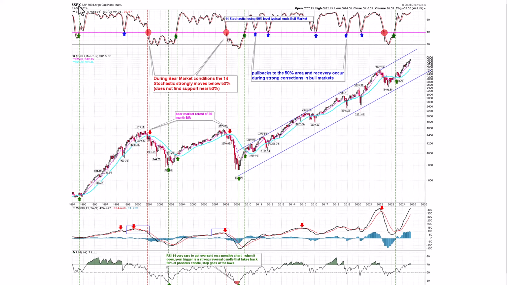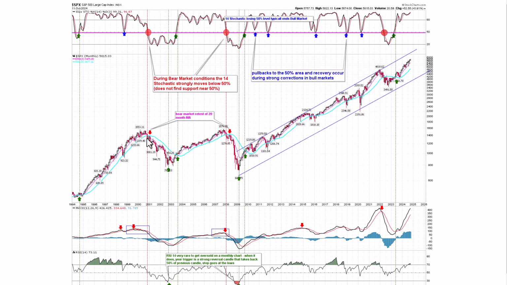So here's the monthly view of the S&P, which is up 0.9% so far in October. Again, this shows you the bigger picture, guys. And this is sort of a system chart as well. What I mean by system chart, these 14 length stochastic. Okay, whenever it's above 50%, you tend to be in bull markets. When it falls below 50%, you're in bear markets.